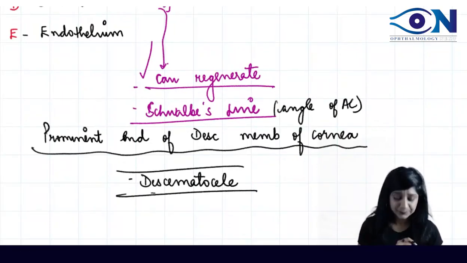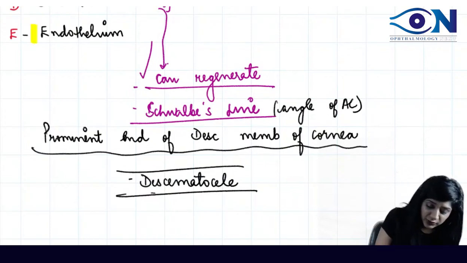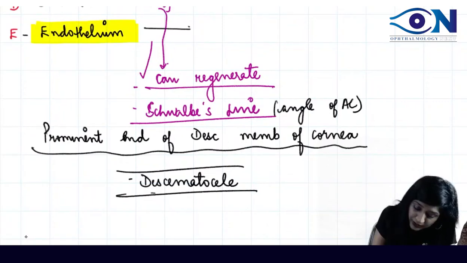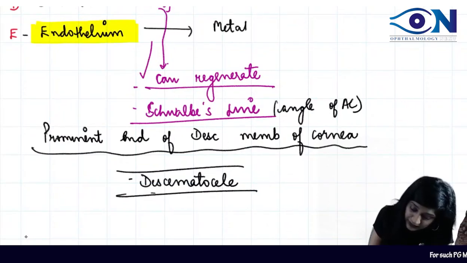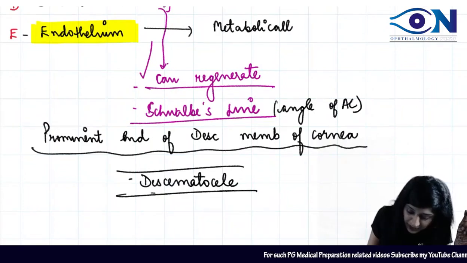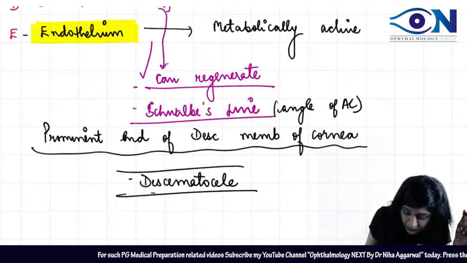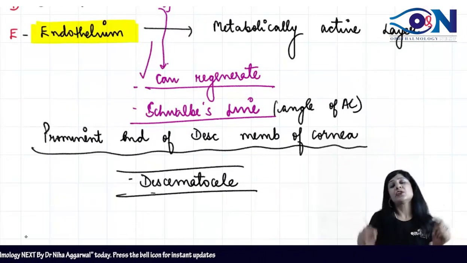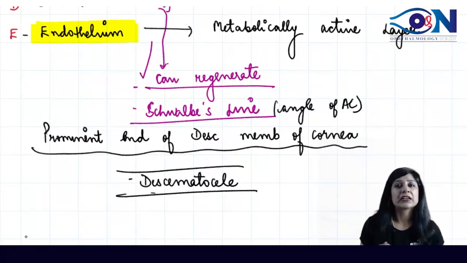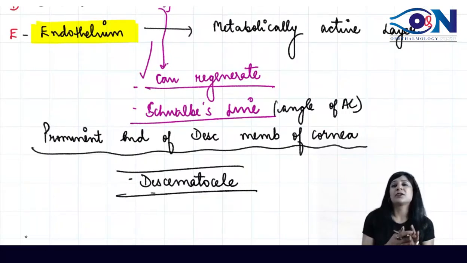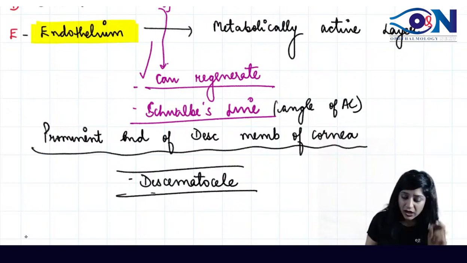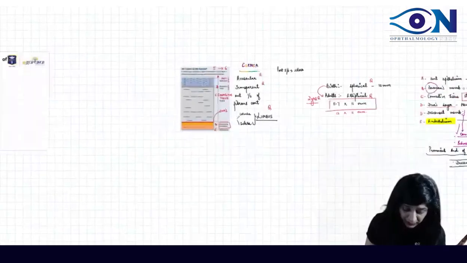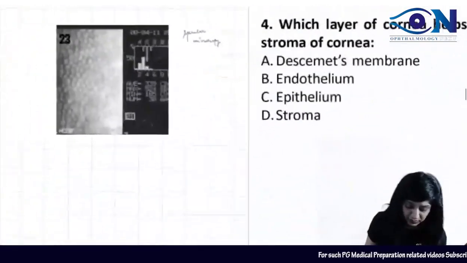So again, important thing. And finally, we have endothelium. Now, endothelium is the powerhouse of the cornea. It is most important because it is metabolically active. Which layer is metabolically active? It is actually the endothelium. And that is why I am concerned about the cells. Let me show you how the endothelial cells look. See this.